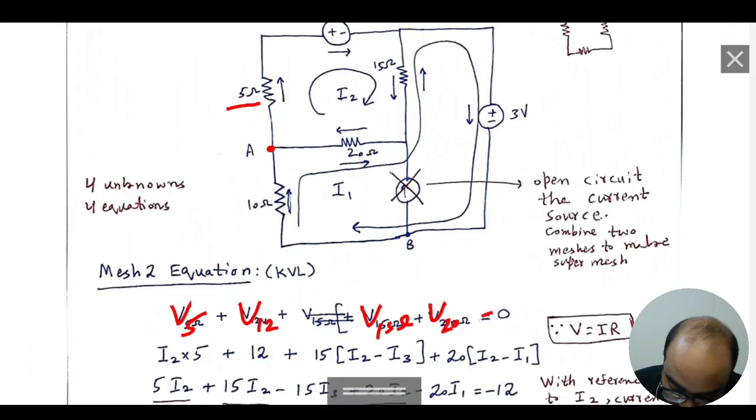is equal to 0. Here we have applied KVL, Kirchhoff's voltage law, and according to Kirchhoff's voltage law, the algebraic sum of voltages in a closed loop is always 0. That's why on the right hand side we have 0 in our equation.